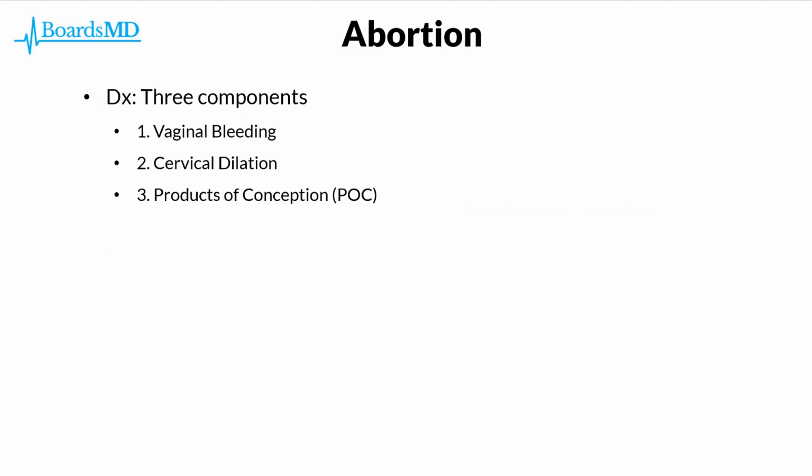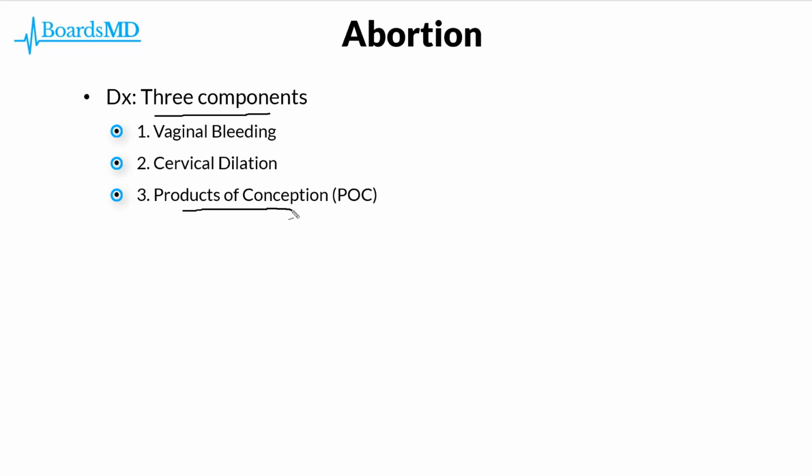In actual clinical practice, the diagnosis of abortion relies on several modalities, including the physical exam, ultrasound, and the use of beta-HCG measurements. However, often in patient vignettes, you will need to rely on 3 key components in order to clinch the diagnosis of abortion for the purposes of examinations. These components include, first of all, whether there is vaginal bleeding, second, whether there is cervical dilation, and third, whether there are products of conception present in the vaginal canal.